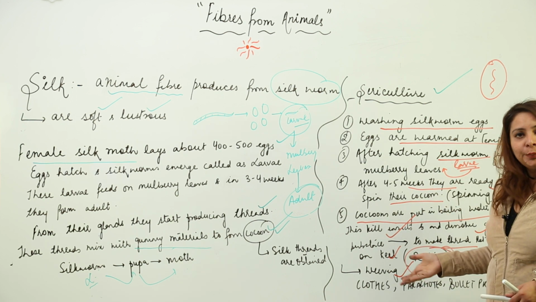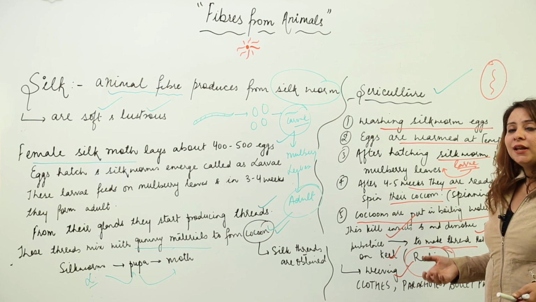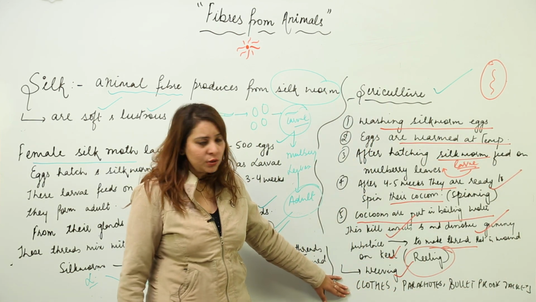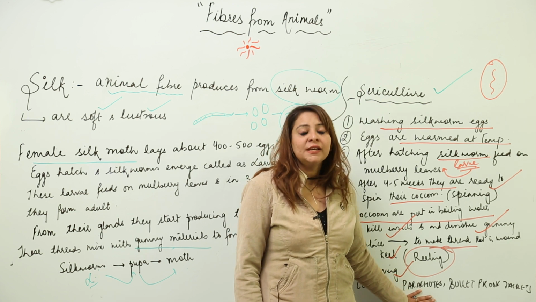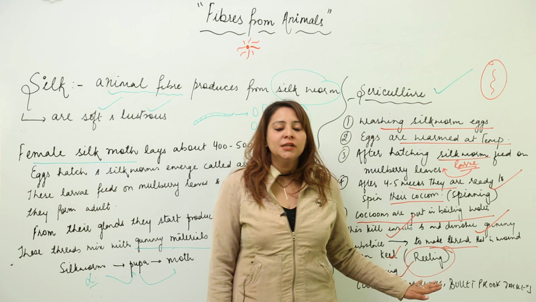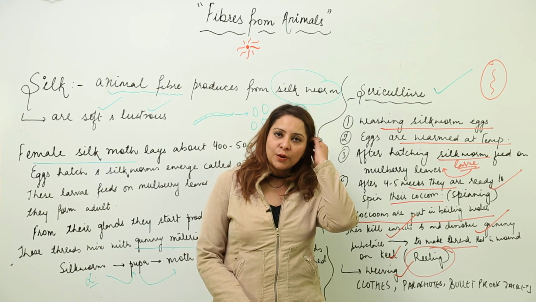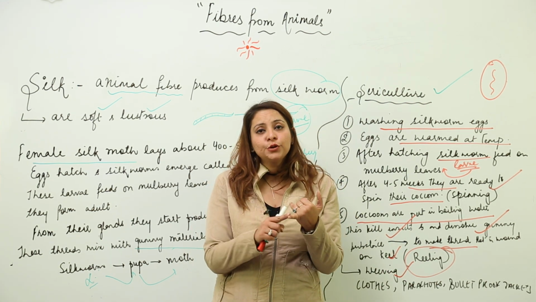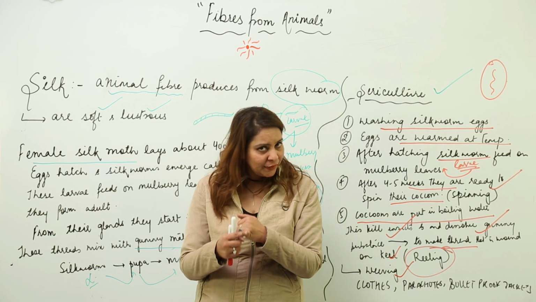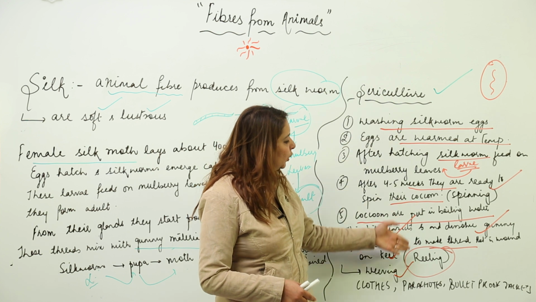So this is how we obtain silk from the silkworm, and you are all familiar with what it is used for. It is used for making clothes, parachutes, and moreover bulletproof jackets. These are very important. Whenever you get a question on sericulture, you are going to write a definition, that is, the process of rearing and taking care of silkworms in order to obtain silk, and then you need to write everything.